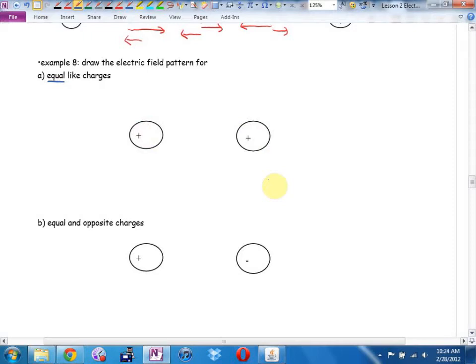And I think it's going to look like this. This would send an electric field, but it would get repelled. This would send an electric field, but it would get repelled. This would send an electric field that would get repelled like this, like that.